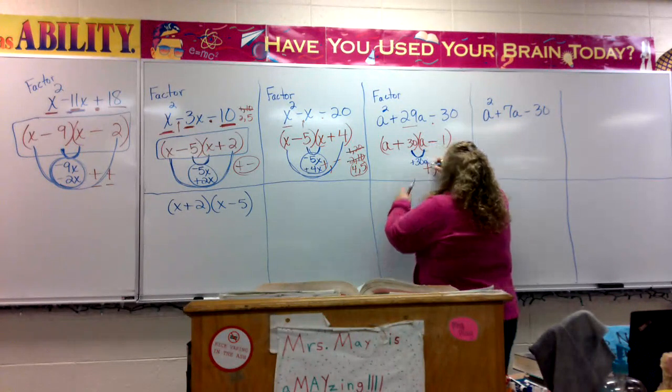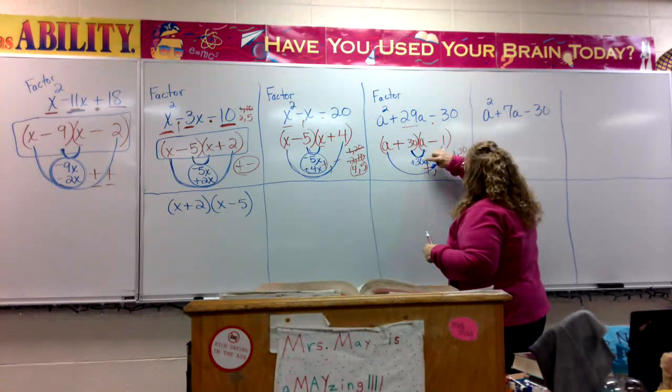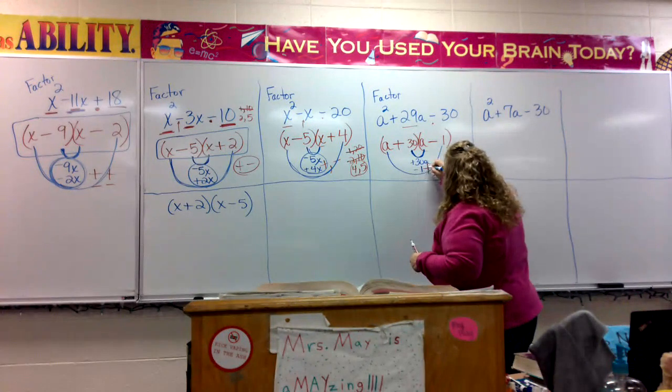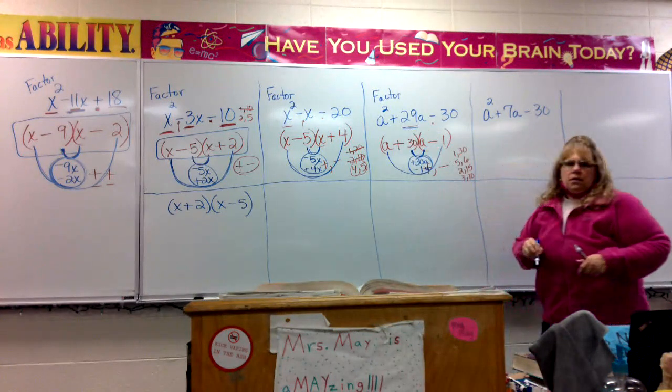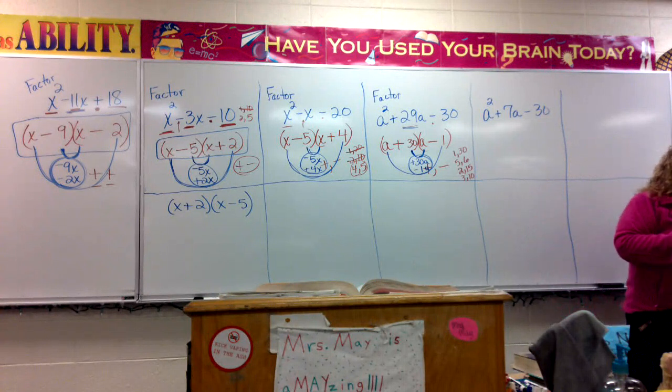Positive 30A. It's positive 30 times A. What do you get here? Negative 1 times A is negative 1A. And if you combine those, do you get what's in the middle? Yes, positive 29A. Questions so far?